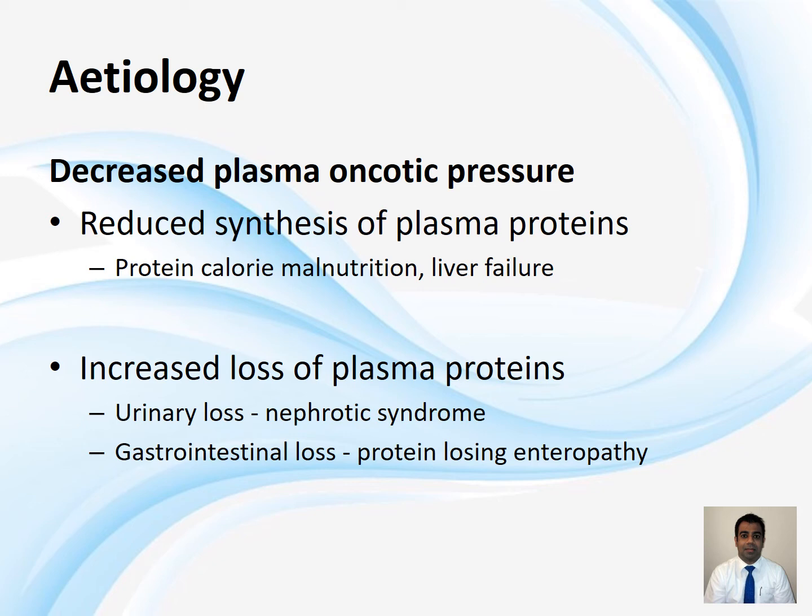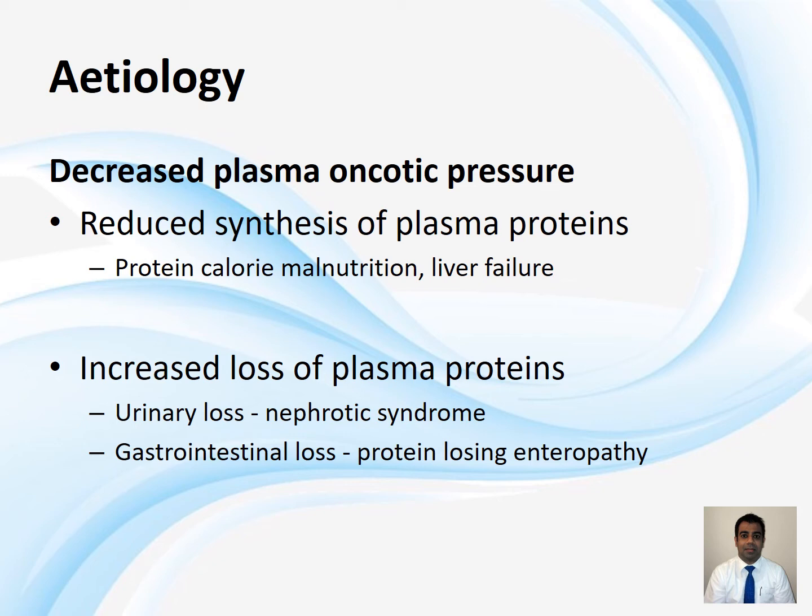So in liver failure, your plasma protein production is reduced, which reduces plasma oncotic pressure, and you get edema. Or there can be an increased loss of plasma proteins. Now, if this occurs in the urine, there's a condition called nephrotic syndrome, where for some unknown reason, the kidney starts leaking out proteins. So your plasma protein level or serum albumin level falls, there's loss of plasma oncotic pressure, and there is edema.